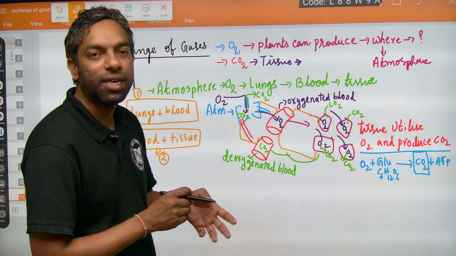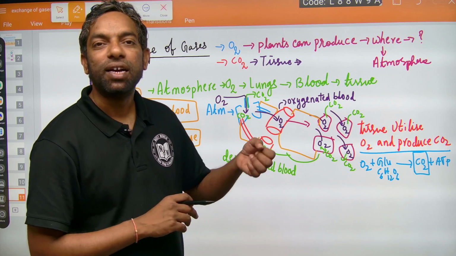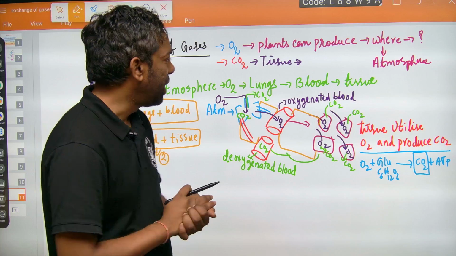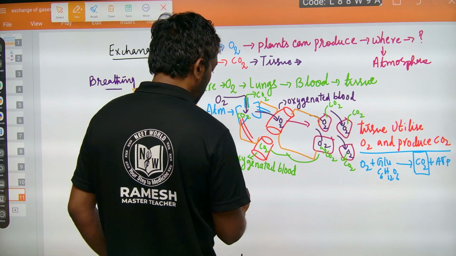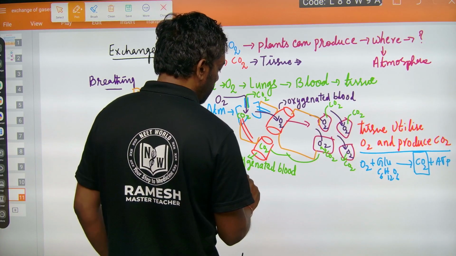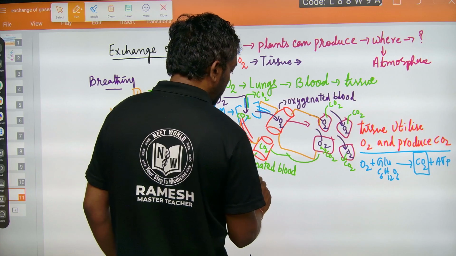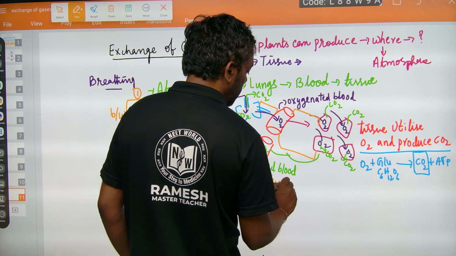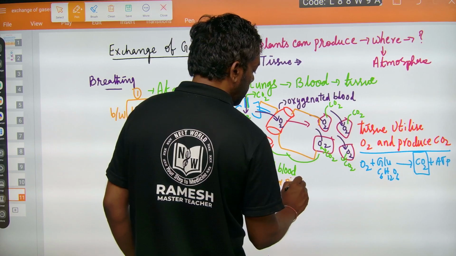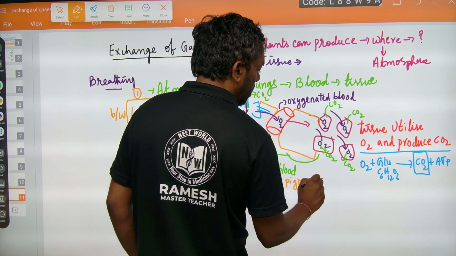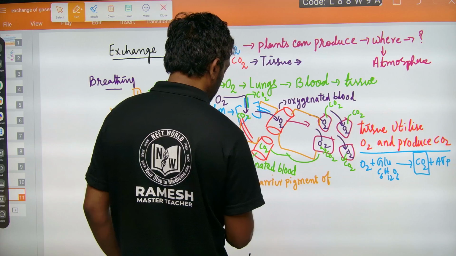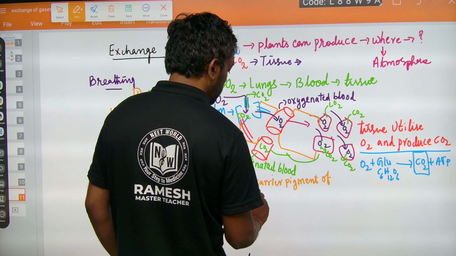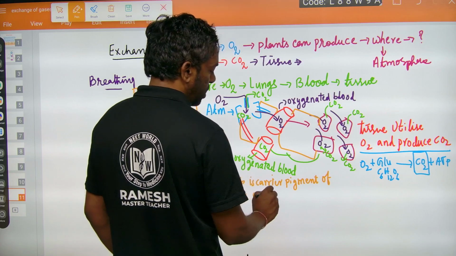There is a pressure created, that is the pressure for binding the hemoglobin. Hemoglobin is the carrier pigment of these gases in the blood.